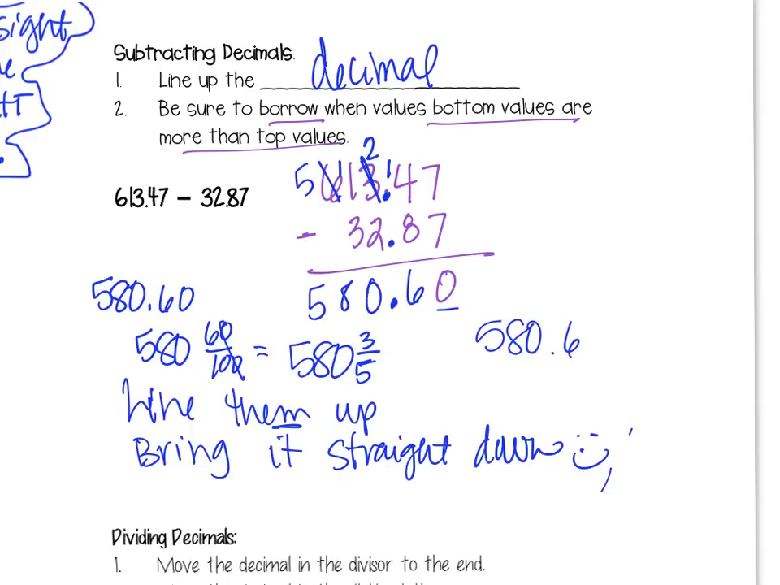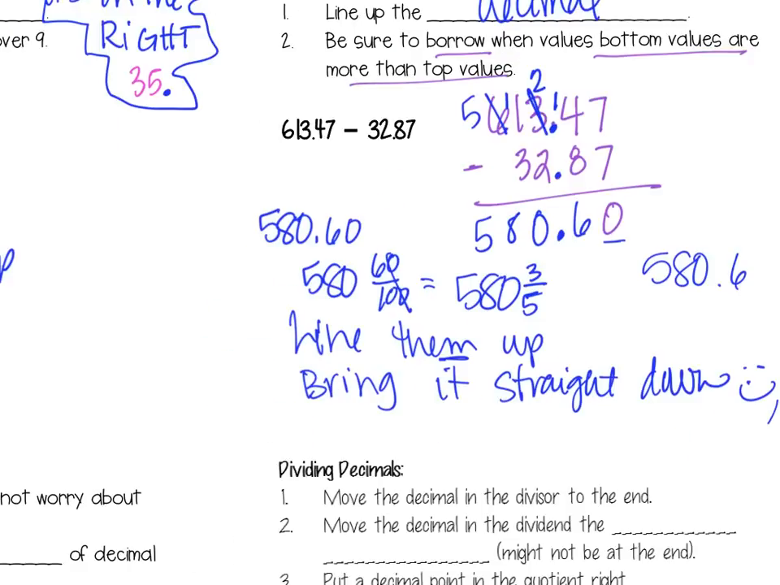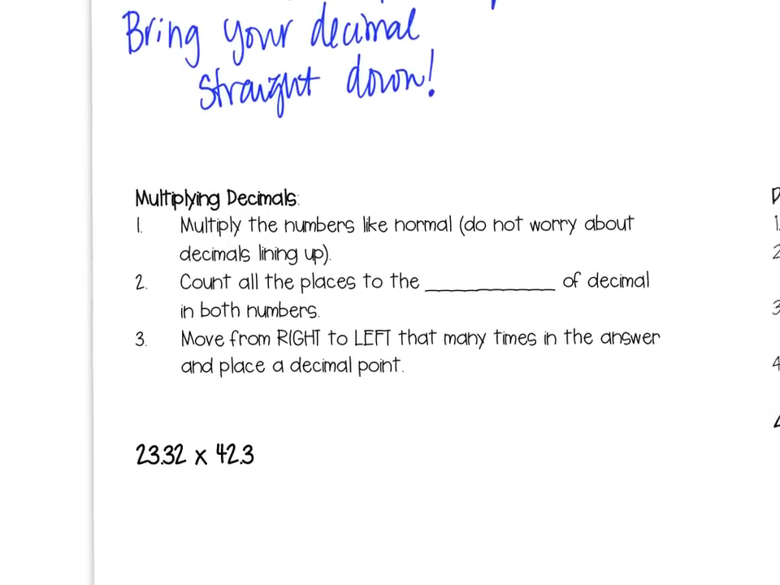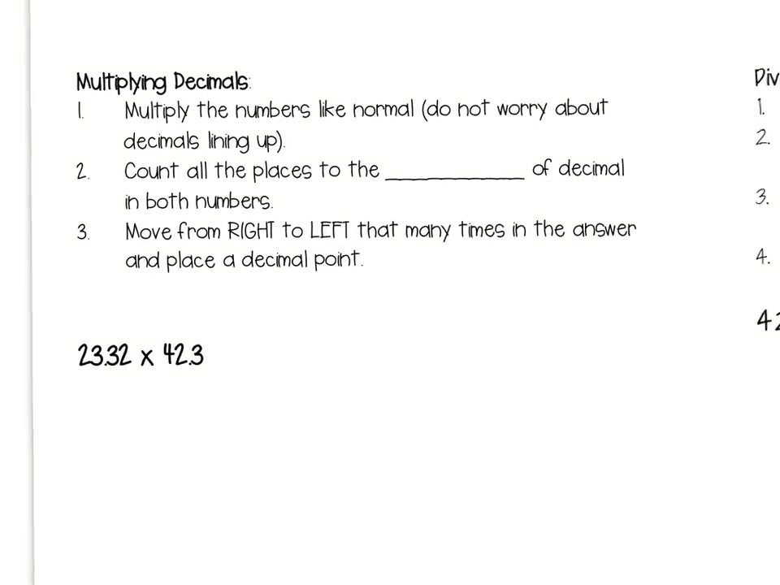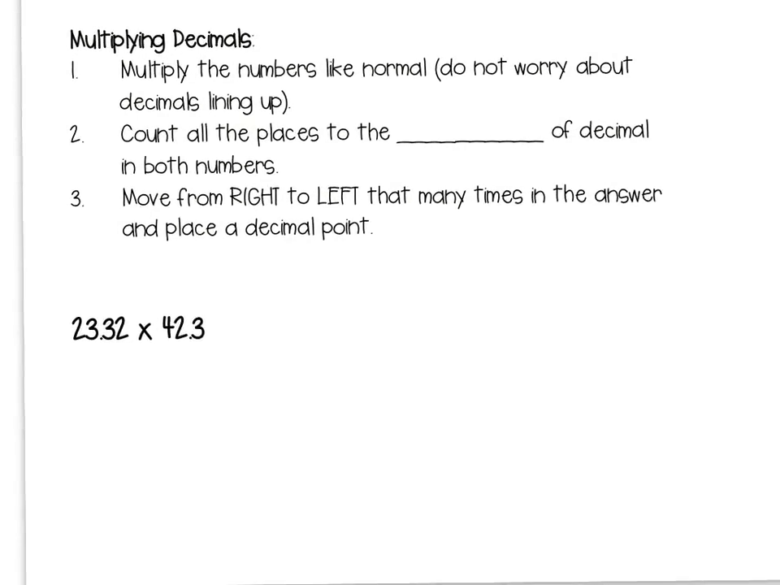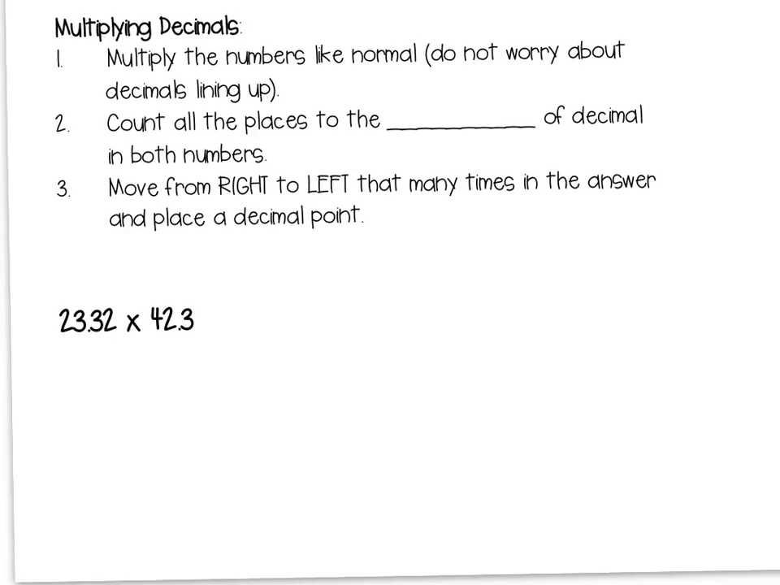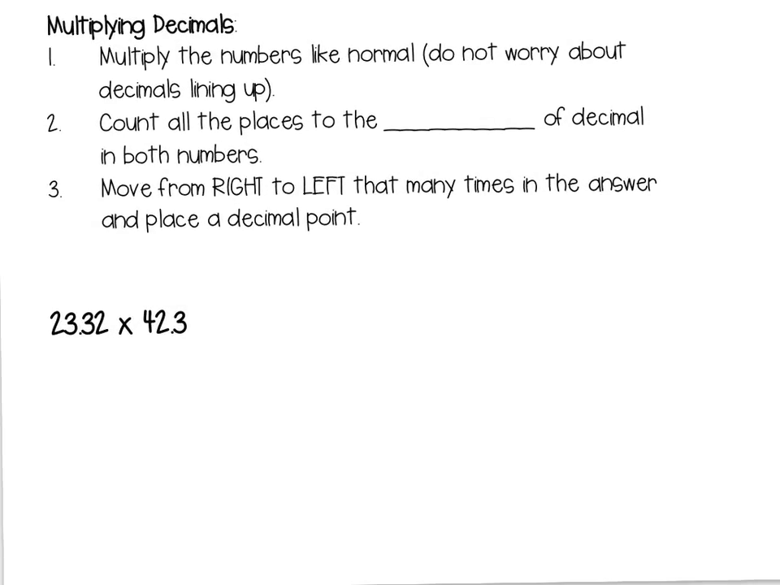Now, let's go to the other one. Come back over here. Multiplying decimals. What does it say? Multiplying decimals, number 1. Multiply the numbers like normal. Let's highlight this. Oh, that's kind of thick. I don't think I like that. Let's erase that.